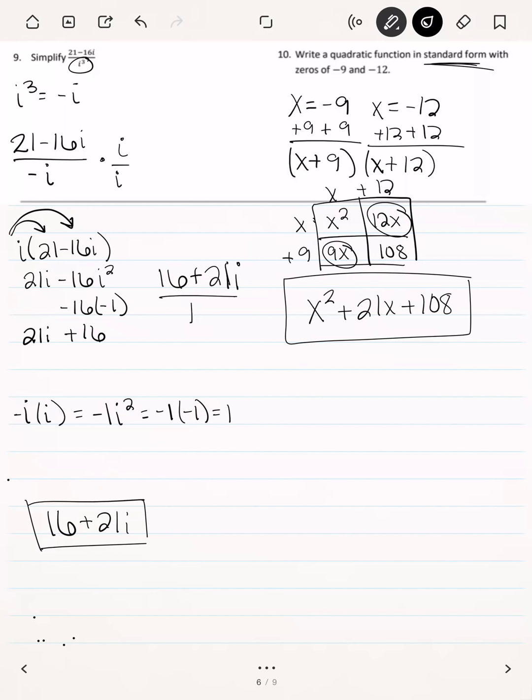Okay, moving on. Number 11 says, for the quadratic equation with the discriminant 7 squared minus 4 times 5 times 3, identify the number of solutions and their types. So we want to know, is there one solution, two solutions? Are they real? Are they complex? That's what we're trying to figure out.